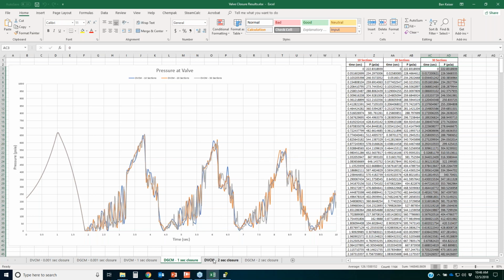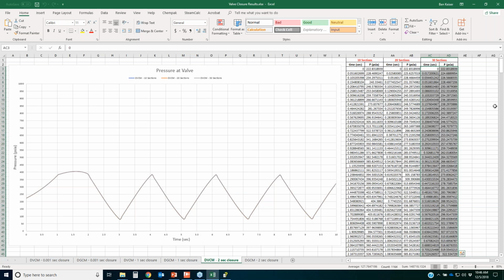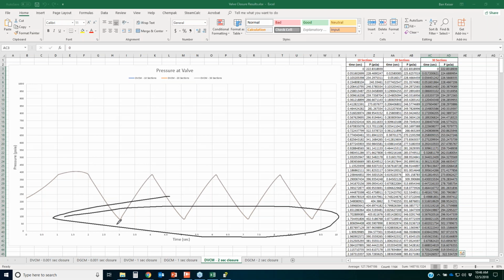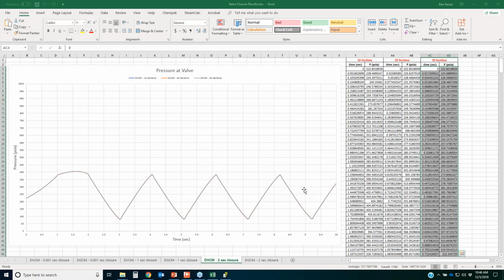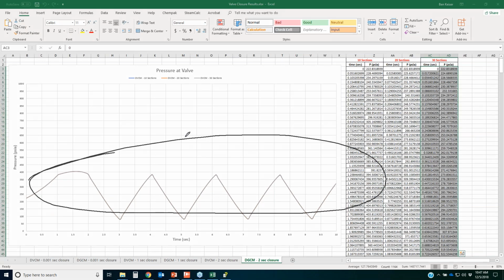Well, here's my 2 second closure case. As you can see, with closing the valve in 2 seconds, no cavitation. And so you have much smoother results. I'm actually plotting all 3 series of data at the same time, and they're exactly overlapping each other. That's because there's no cavitation, so the results should be the same, if not extremely similar. The gas cavity model shows the same behavior. So when you don't have any cavitation, it's a lot easier to predict what's actually going on in that system.